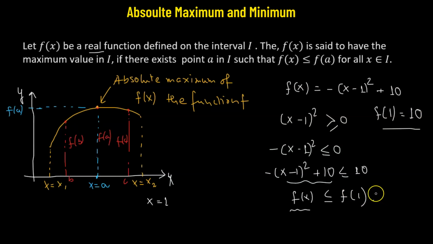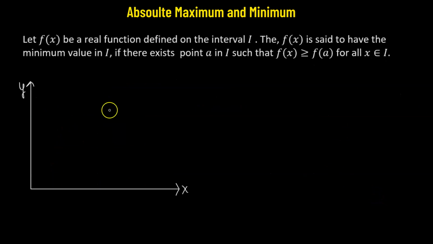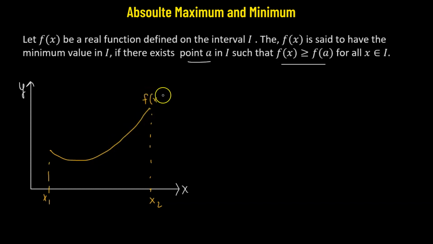Now similarly we can define the absolute minimum. We have the function f of x, which is a real function and is defined on the interval I, and the function f of x is said to have a minimum value in that interval I if there exists a point a in that interval I such that f of x is always greater than or equal to f of a. Let's try to understand with the help of a graph. Let's say we have 2 points on the x-axis, x1 and x2. We consider the graph within this interval. So this is our function f of x.